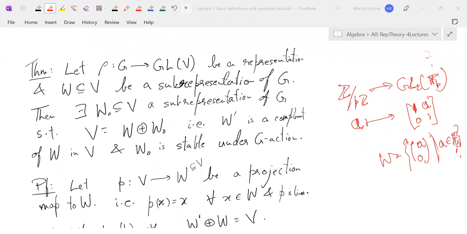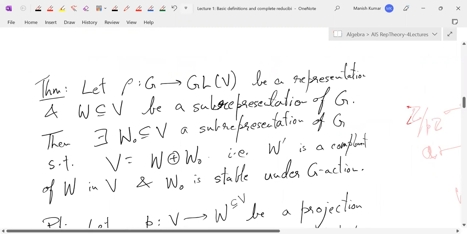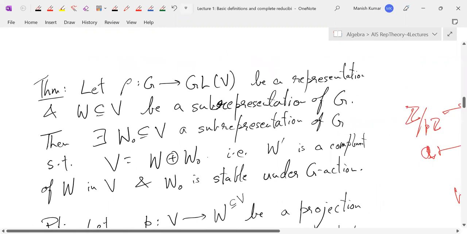People want to do things with groups. So understanding groups means you want to be able to do certain things, certain classifications, or certain calculations, which come in various theories. Representations are a way of understanding these groups. For instance, if this rho is injective, which is called a faithful representation, then what you have got is an isomorphic copy of G in GL(V).